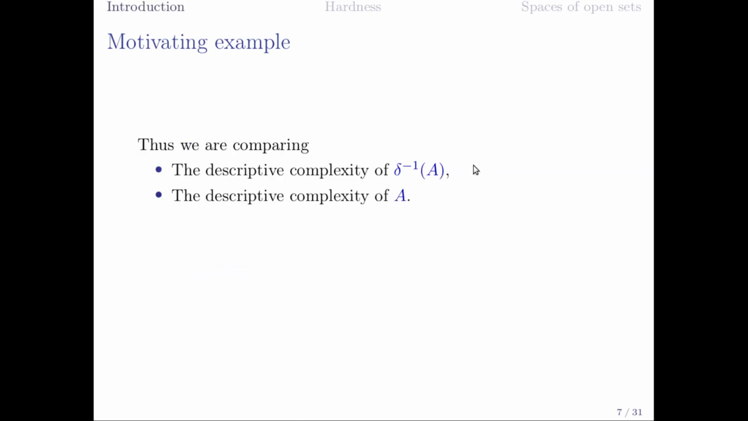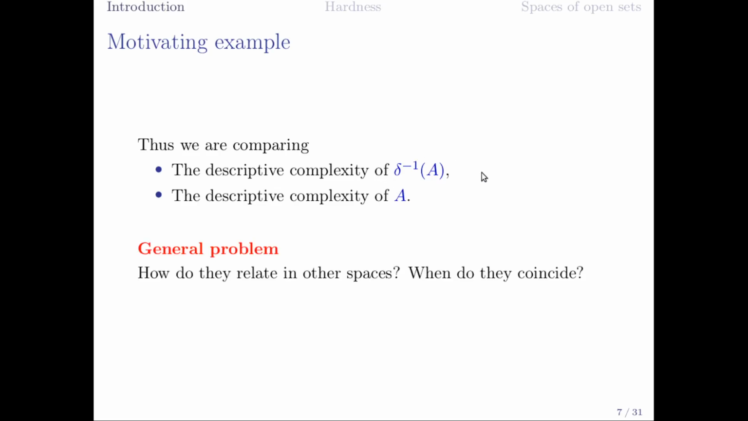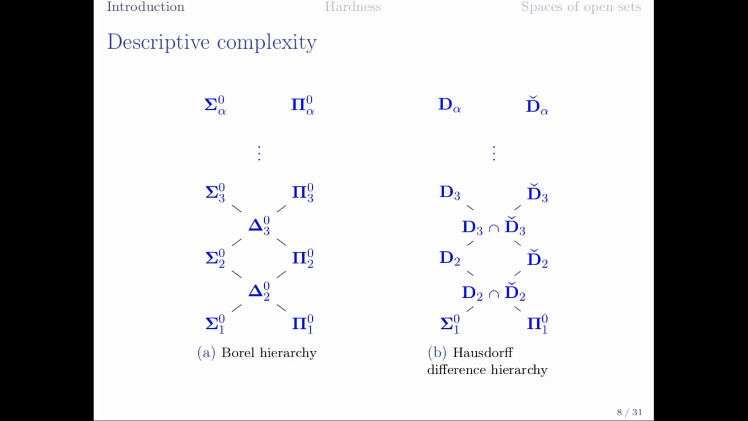So in general, we have these 2 notions of complexity for a set: the topological complexity of A and the topological complexity of its preimage. And the question is, how do they relate in general? Do they coincide, and if not, then when do they coincide? So that's the goal of this work.